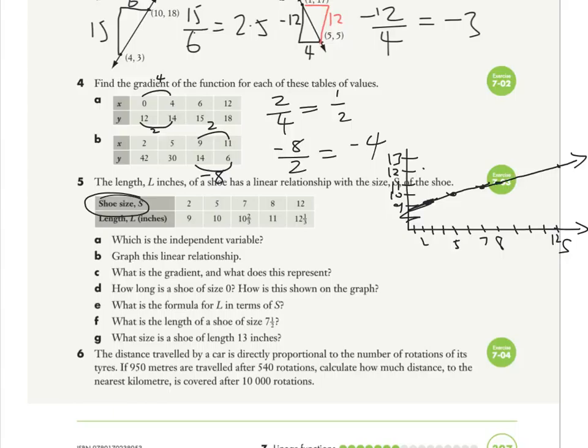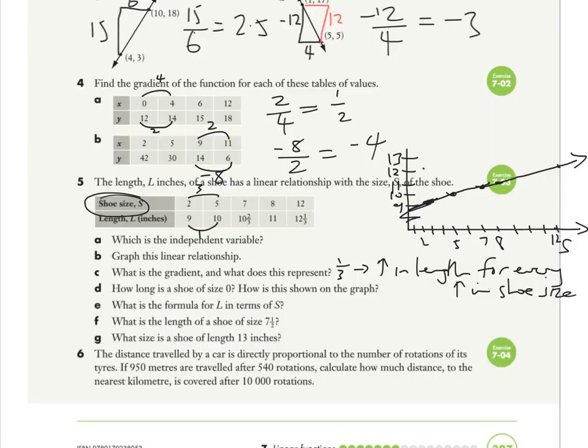Okay, what is a gradient? Okay, so we have a run of 1, a rise of 1, sorry, and a run of 3. So the gradient is 1/3. Now what does that actually mean? It means the increase in length for every increase in shoe size. So every one shoe size increases by 1/3 of an inch.